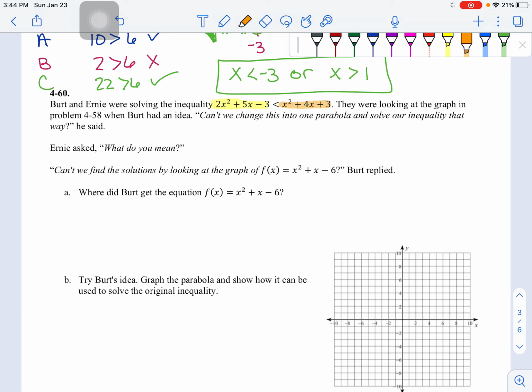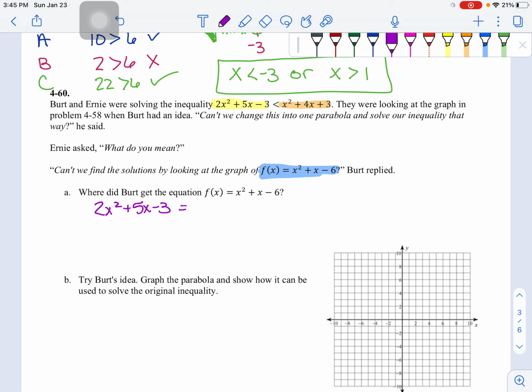And we're looking at 2 friends, Bert and Ernie, and they are trying to think of ways to solve this differently. And they said, why can't we change this into one parabola? So it talks about this guy, Ernie, put the equation into this. And we're like, well, how did he get that? How did that work? Where did those 2 yellow and orange equations or inequalities turn into x squared plus x minus 6?